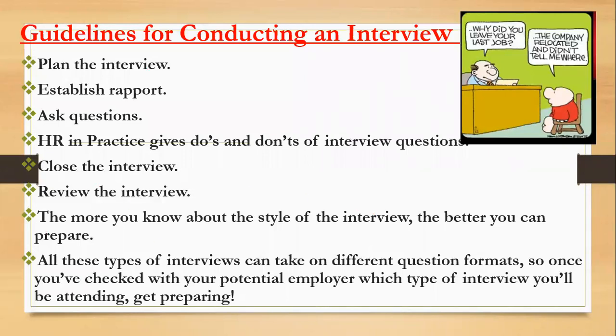Next one is about guidelines for conducting an interview. So, what are the guidelines for conducting an interview, and how you can follow these guidelines, and that can be better for your interview. So these are the guidelines. In the next slide, students, we will discuss these and also discuss how you can solve your assignments.